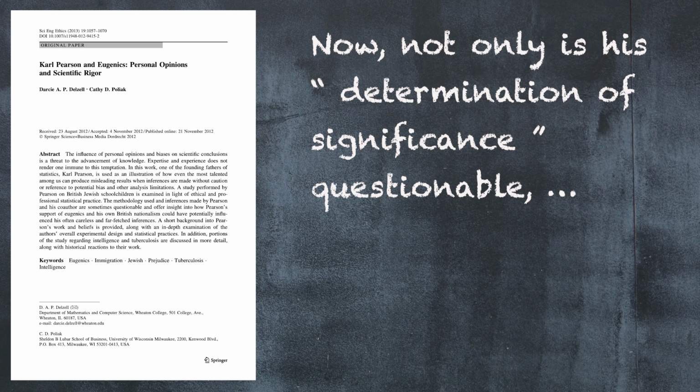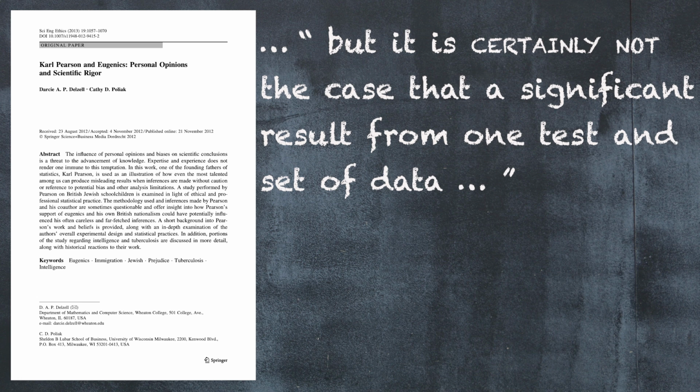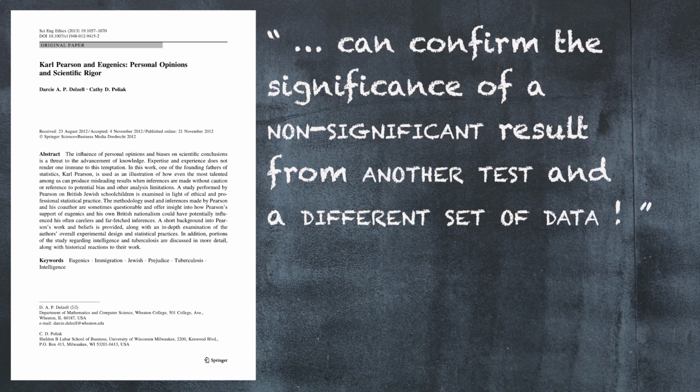Now, not only is his determination of significance questionable, but it is certainly not the case that a significant result from one test and set of data can confirm the significance of a non-significant result from another test and a different set of data. So what is the significance of a statistical result? Once again, it is an abstract concept which reduces to numbers the fact that the result has meaning and is not simply due to chance, in which case no conclusion could be drawn from it.